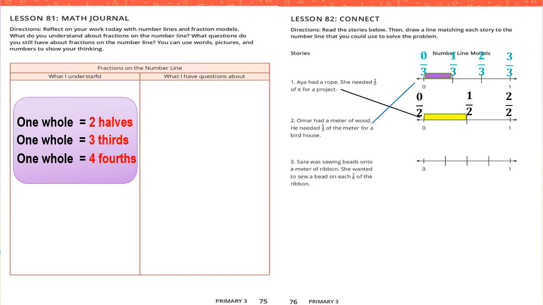Step number 2, label each dash by the fraction by using the denominator 4. So convert 0 to be 0/4. After 0/4, 1/4, 2/4, 3/4 till the whole fraction 4/4. Okay? The location here is like this. Join this story by its number line.